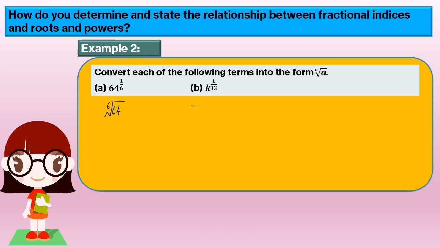Okay, so for B, k to the power of 1 over 13. So the base is k, and outside the root we write 13. Quite simple, right?